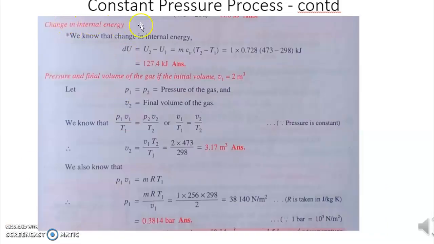Next is change in internal energy. U2 minus U1 equal to mCv into T2 minus T1. Substitute all the values, you will get 127.4 kJ. Next, pressure and final volume of the gas.